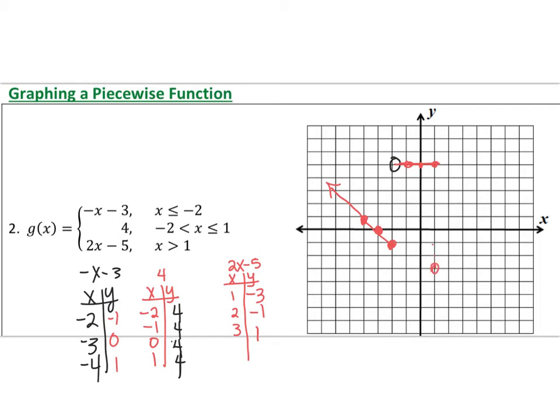This is going to be an open circle because, as you can see here, x has to be greater than 1. I'm going to plot the next point, 2, -1. Solid dot, and then 3, 3, and then we're going to connect that. There's the piecewise function. We graphed all the pieces.